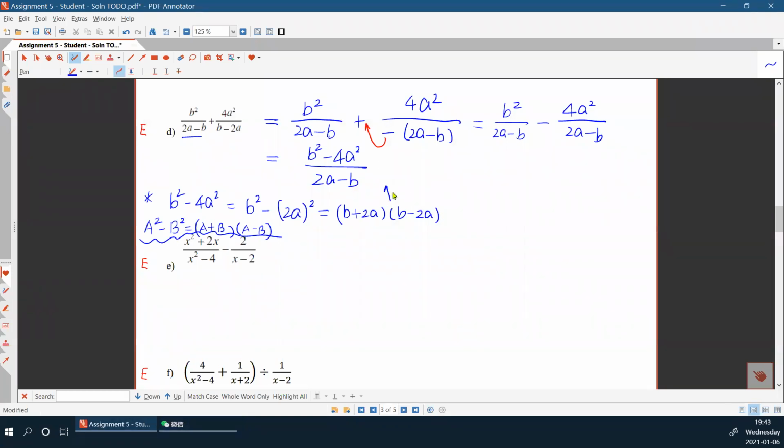Okay, so we put this expression up there. The numerator becomes b plus 2a times b minus 2a. The denominator we can keep as 2a minus b here, right? Of course, these two items can cancel with each other, which leaves us a minus 1 here. Understand? So the final result is minus 2a plus b.